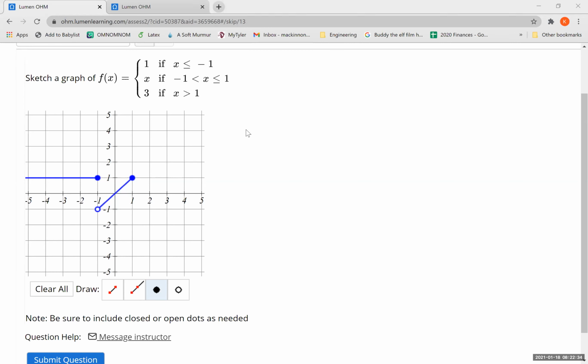Now we're going to do our last function, which I will do in purple. We've got the constant function 3, which is going to be a horizontal line at y equals 3. But I only want it when x is greater than 1. So here's where x is 1. At this point here, it's going to be an open circle. And I don't want any of this nonsense. I don't want anything to the left of 1. All right, so let's go ahead and make that happen.